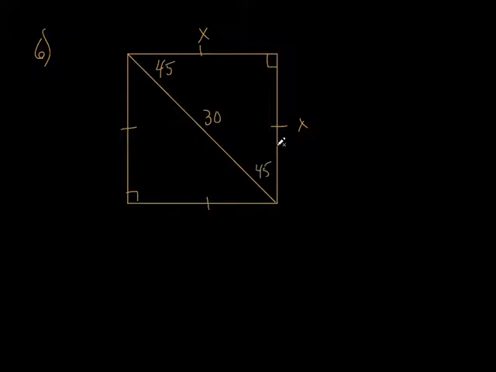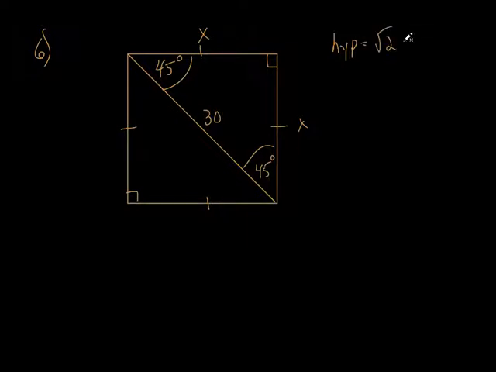So that's a 45, 45, 90 triangle, right? Because it's isosceles. That means the opposite angles are equal to each other, and they add up to 90, so they're both 45. So what's the relationship on a 45, 45? Remember, hypotenuse is what?